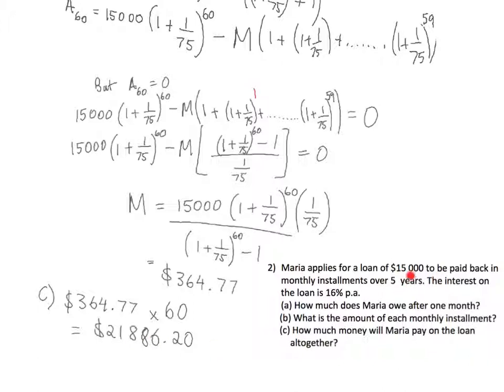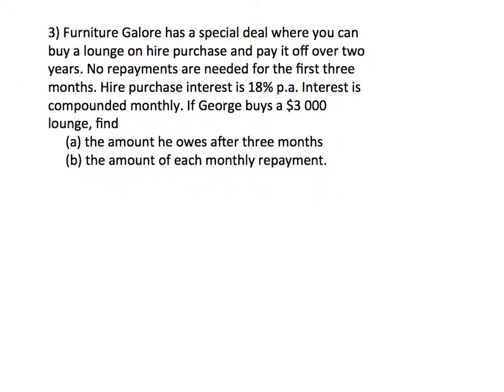And then, if just say the question asked how much interest would she pay over those 5 years, well, you can see that she borrowed $15,000, and if she's paid back $21,886.20, the interest is going to be the difference between those amounts. So what has she paid? About $6,886.20 in interest.